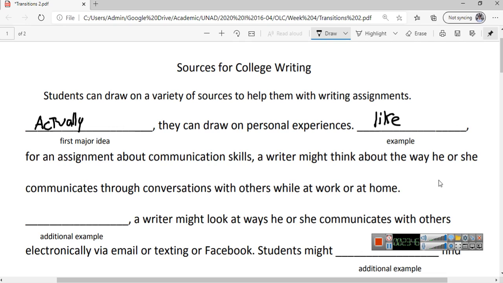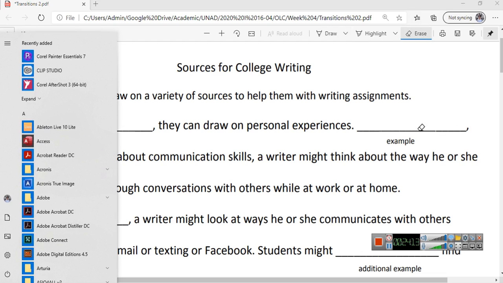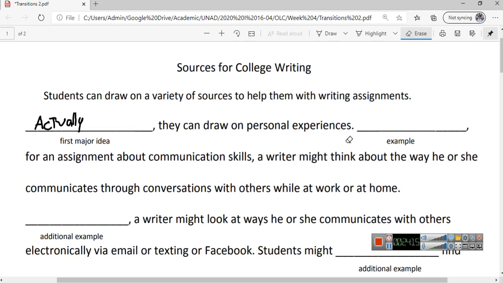Like. So let's look at how it's going. Students can draw on a variety of sources to help them with writing assignments. Actually, they can draw on personal experience. Like, for an assignment about communication. Okay. Well, like gives us an example, but in this case it doesn't sound as good. So let's try another one. Viviana, can you help me?